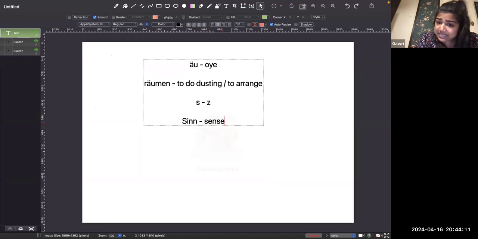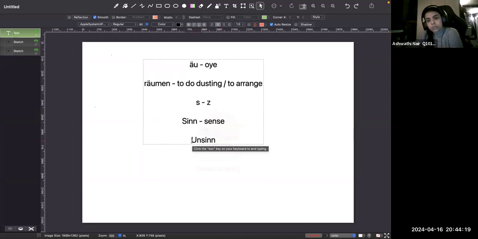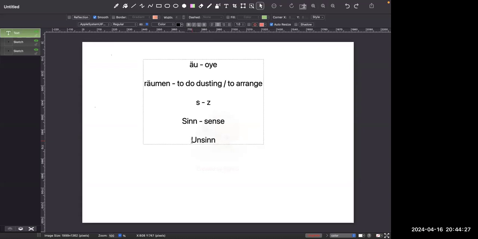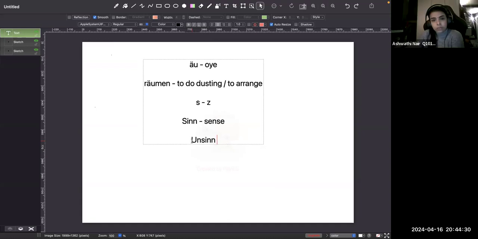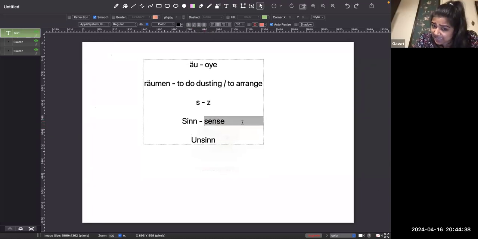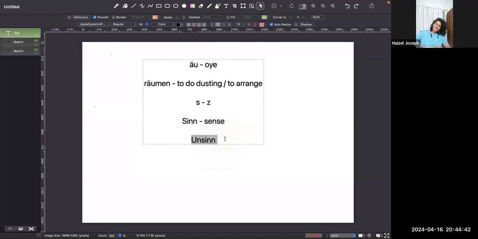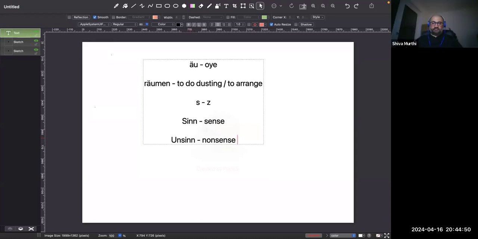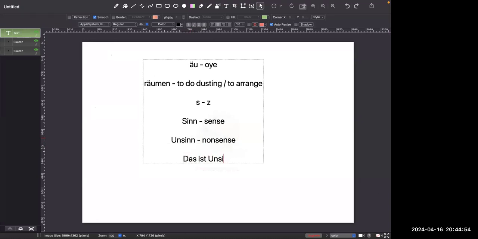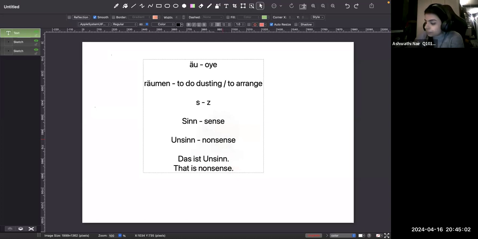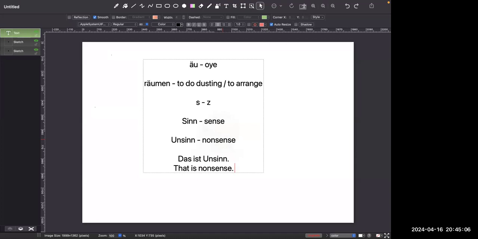Zin basically means sense. And then I am writing another word here. How would you pronounce this word? Unsinn. Very good. Un means not, so Unsinn. If zin means sense, any guesses what this means? Nonsense. Genau. Sometimes people say, das ist Unsinn. That is nonsense. That doesn't make sense.